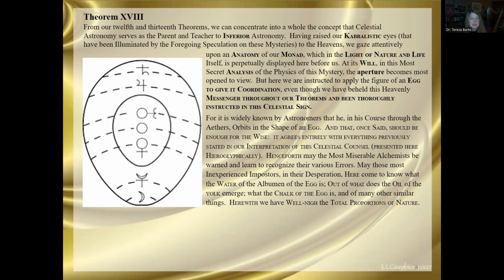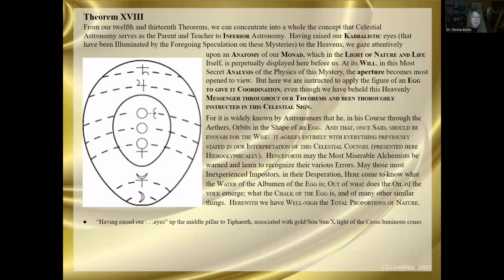Having raised our Kabbalistic eyes that have been illuminated by the foregoing speculation on these mysteries to the heavens, we gaze attentively upon an anatomy of our monad. Okay, let's pause. Our Kabbalistic eyes. So if you're going to raise your Kabbalistic eyes from Malkuth, the earth you're on, you're raising it up the middle pillar to Tifereth. And indeed, it might seem that that's what you're doing here, except things seem a little out of order, or do they?